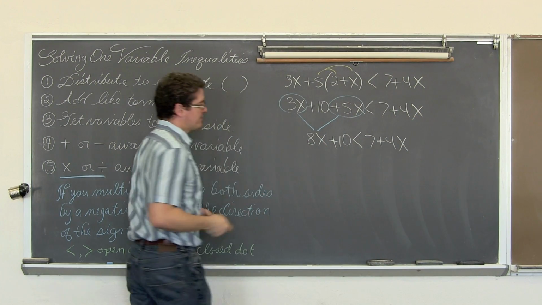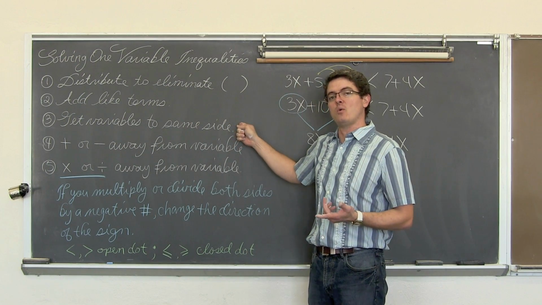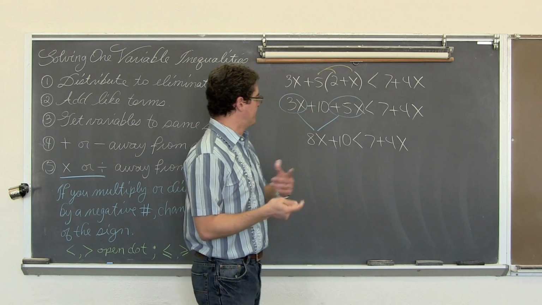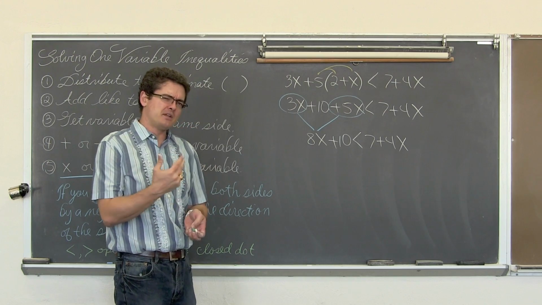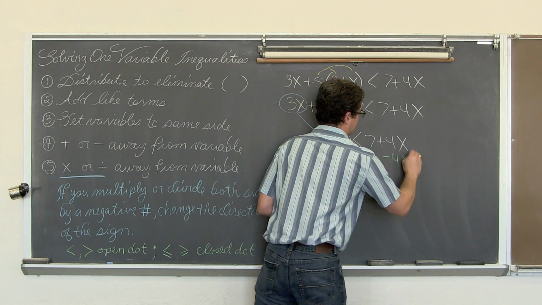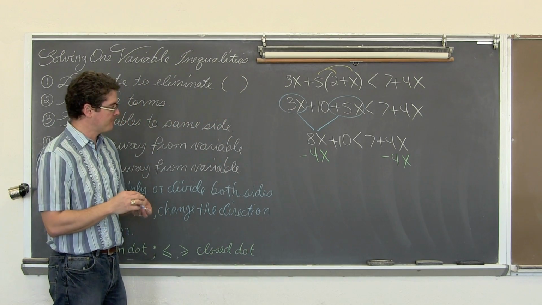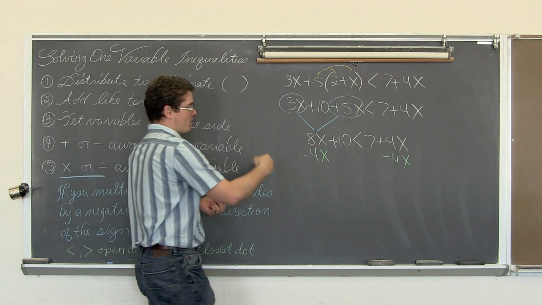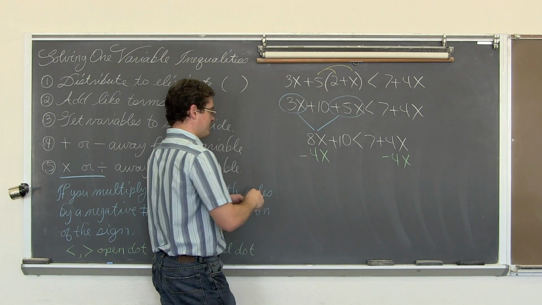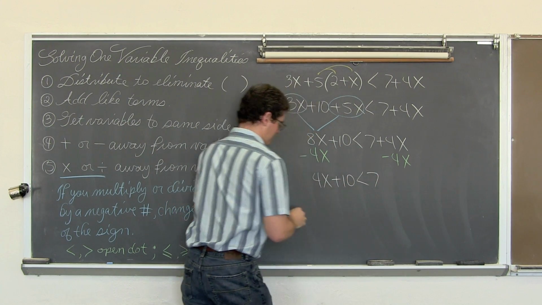This should be less than. Okay, I have a variable on the left and a variable on the right. I need to get those variables on the same side of the inequality. So I'm going to pick one and move it. It doesn't really matter. With inequalities especially, I like to keep my variables on the left-hand side. Makes it a little bit more consistent on your shading on the number line. So we have a subtraction of 4x on both sides to undo that addition of 4x. And we get 4x plus 10 is less than 7.